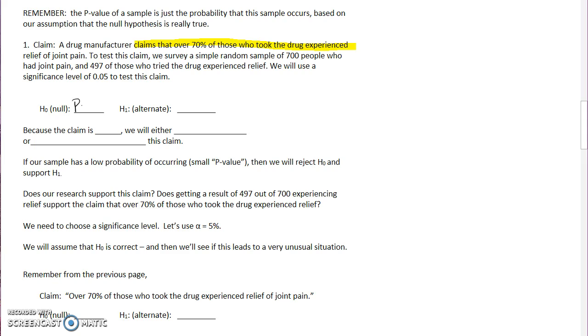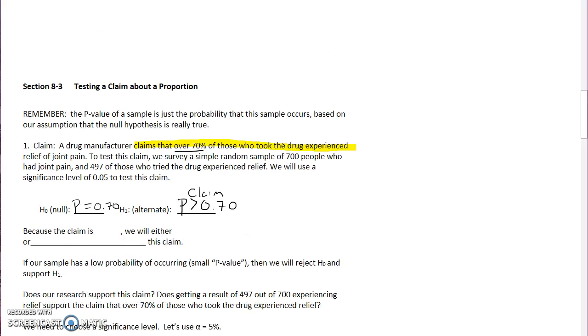Remember, the null hypothesis is always going to be an equal value, so p is equal to 0.70. But that wasn't the claim. You can see in the claim it says over 70%. So that would be p greater than 0.70, and this one is the claim value. Now, I'm going to scroll back up and take a look.